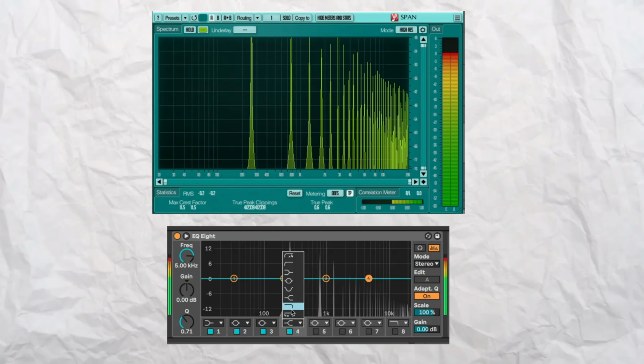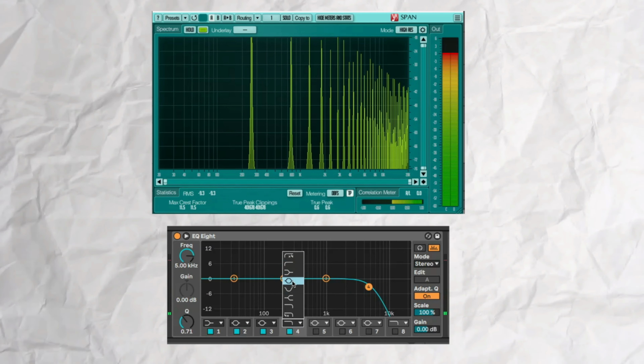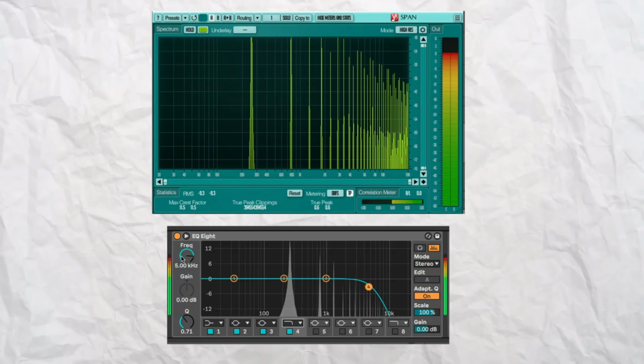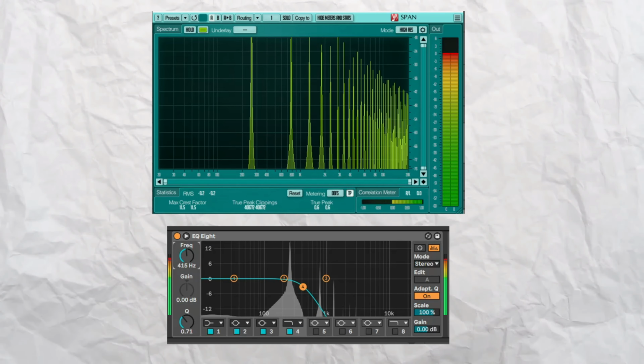This is actually why it's recommended to do subtractive EQ after saturation. That way you aren't cutting away frequencies that you are about to add back in regardless.